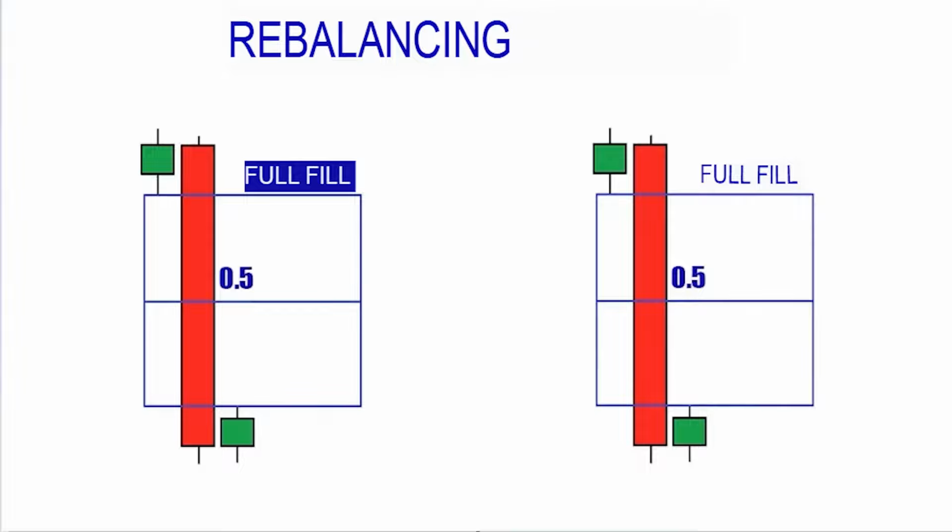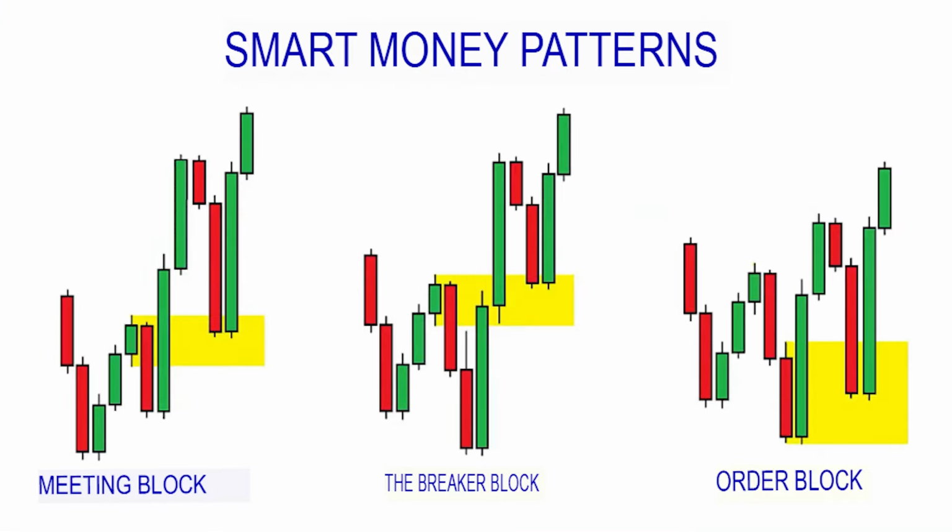The most common reference levels are the 0.5 zone and the full fill, the complete fill of the imbalance. Most often, the entry point is the 0.5 zone, meaning the midpoint of the imbalance. I usually mark the midpoint by eye, but for comfort you can use Fibonacci tools. Along with imbalance, traders commonly use order blocks, breakers, and mitigation blocks. In these situations, imbalance acts as an additional filter and increases the probability of a successful trade.